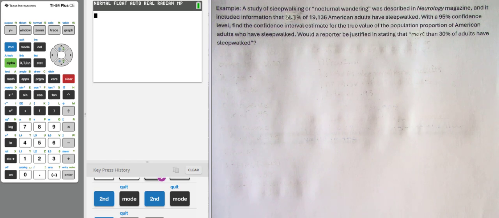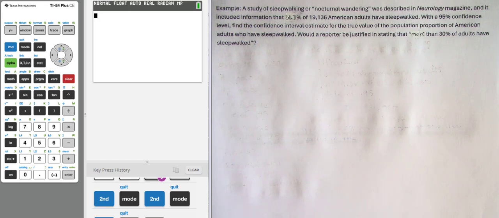A study of sleepwalking or nocturnal wandering was described in Neurology magazine, and it included information that 31.7% of 19,136 American adults have sleepwalked. With a 95% confidence level, find the confidence interval estimate for the true value of the population proportion of American adults who have sleepwalked. Would a reporter be justified in stating that more than 30% of adults have sleepwalked?